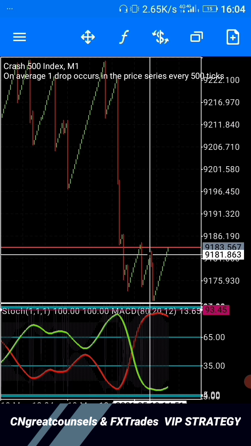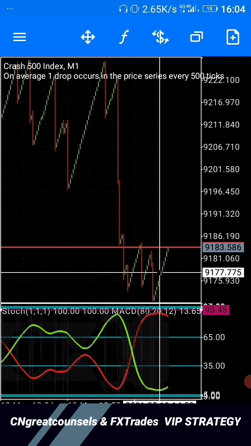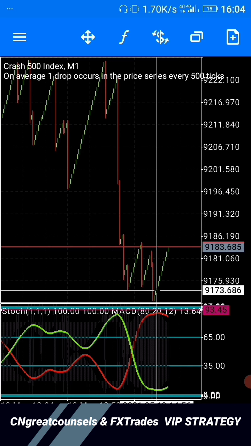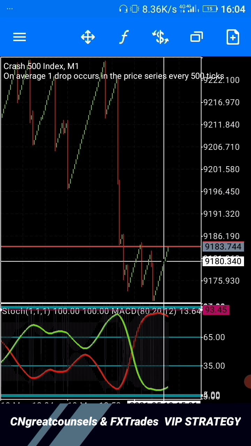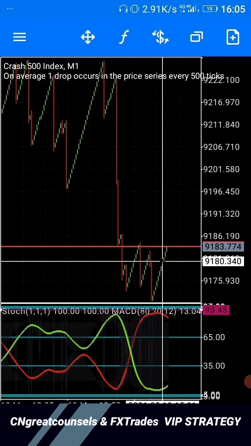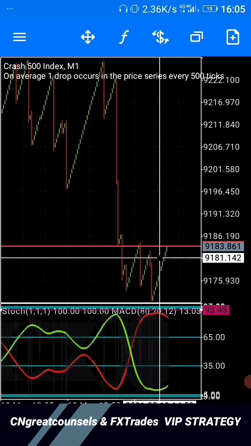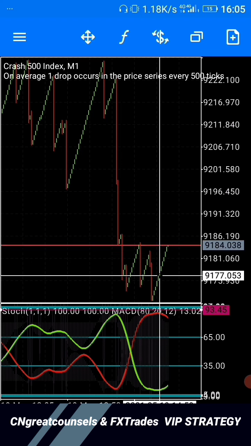Remember on Crash 500 and Boom 500, you had to take 4 to 6 candlesticks. We entered late, we should have entered somewhere here. And by now, we're supposed to take up to between 4 to 6 candles. It actually trends, and I know it's going to break this resistance, but we just exited. So that's it, guys.